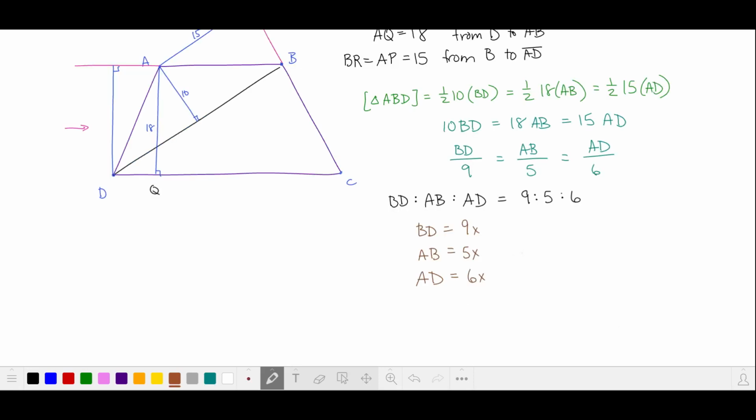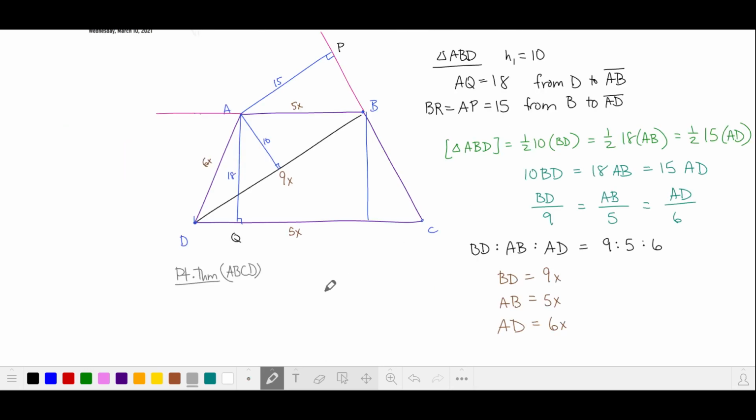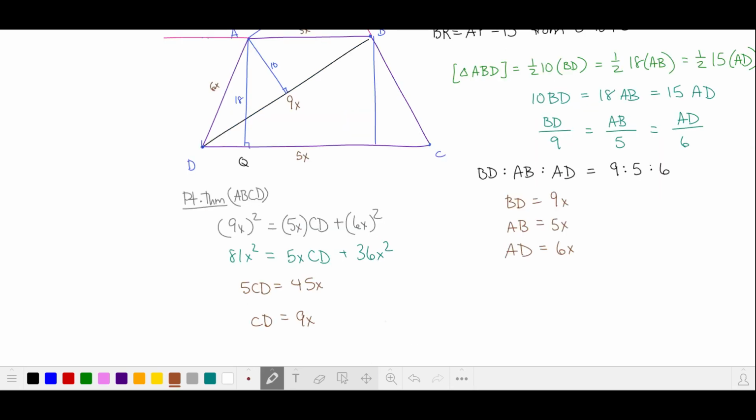And we can write these side lengths BD, AB, and AD as 9x, 5x, and 6x respectively. Let's put these into the diagram. Now we can use Ptolemy's theorem on trapezoid ABCD. The diagonal has length 9x, so the square of 9x is equal to 5x times CD plus the two opposite side lengths, 6x times 6x. Solving for CD, we have CD is equal to 9x.